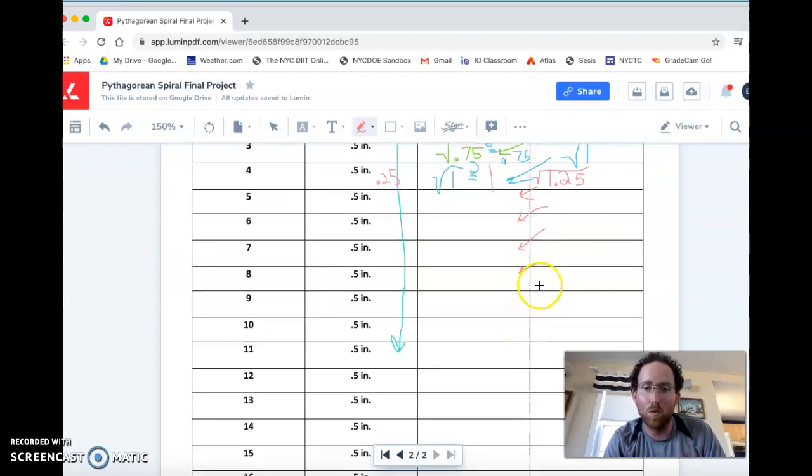So your job is to fill out the rest of this table, do the triangles, and submit it, as we said, by tomorrow afternoon. All right? If you have any questions, email bgold@energytechhs.org, the email that you are going to get this from.